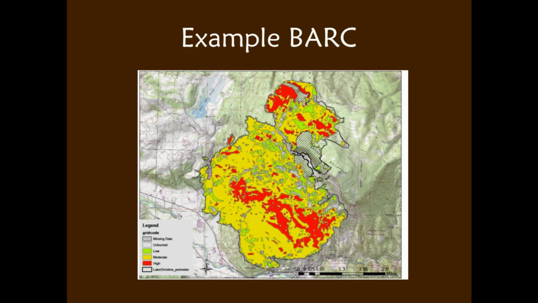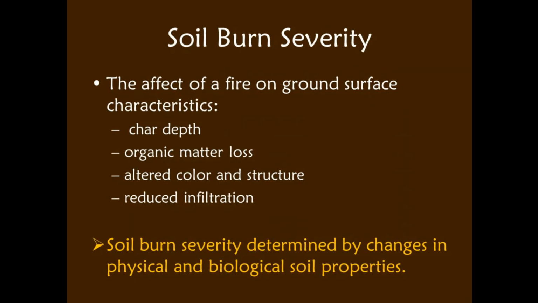And BARC is burned area reflectance classification. Again, that's just our terminology. So this is an initial satellite image from a fire that I worked on. The southern part of the fire has one vegetation type, and the northern part has another vegetation type. And so what we do then is we go out on the ground and we look to see what's the effect of the fire on the soils.